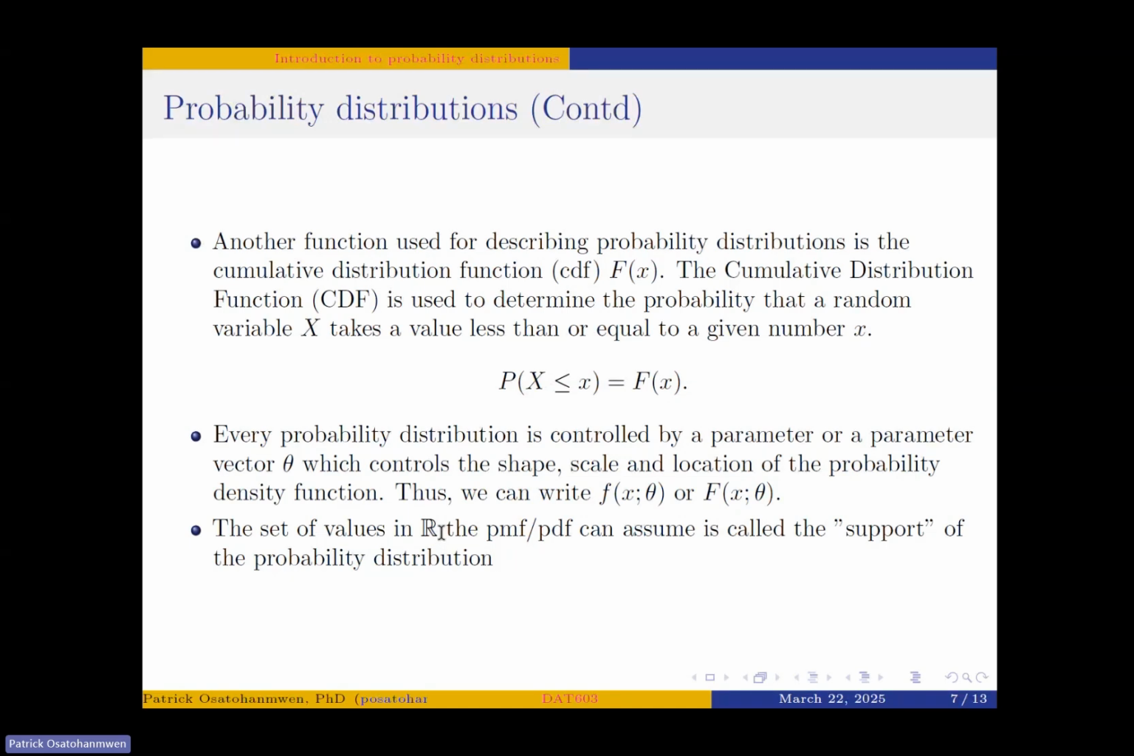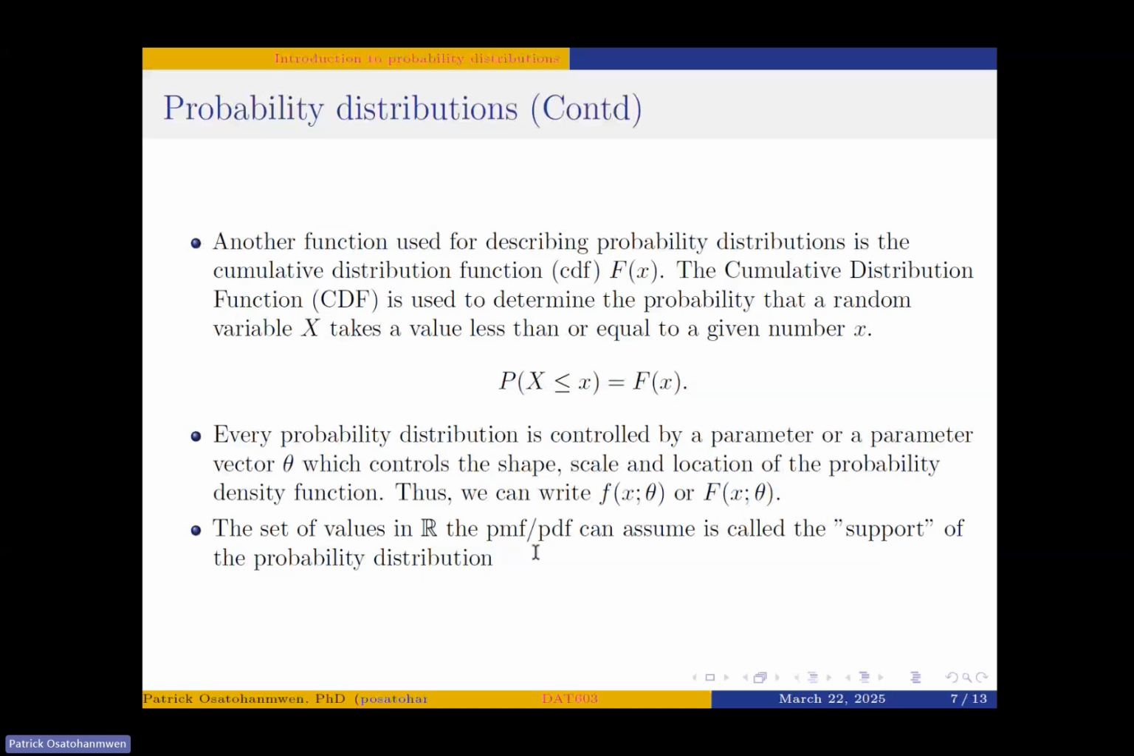The set of possible values that a probability distribution takes is called the support of that probability distribution. So for the case of the Poisson, it takes non-negative integer values, from 0, 1, 2, and so on and so forth.